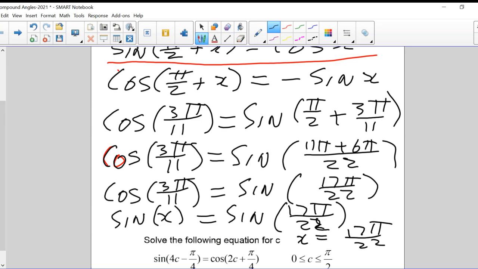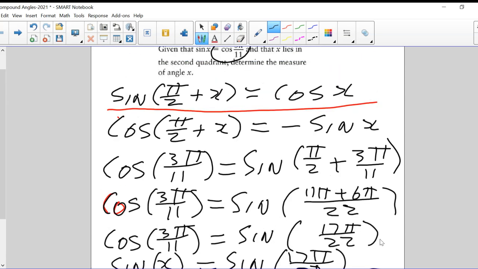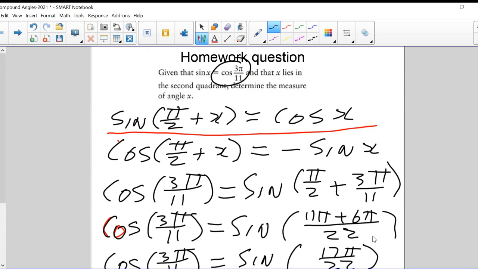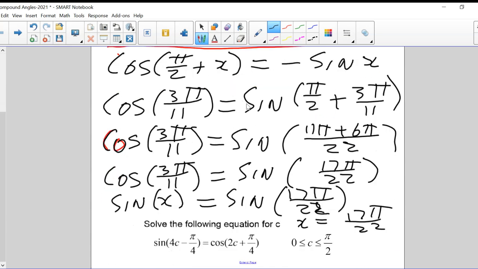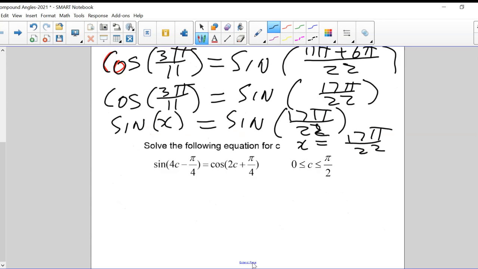Which we can confirm, or you should confirm for yourself, is a second quadrant angle. It's more than a half pi, but it's less than 1 pi. 17 pi over 22 makes sense. To justify that, you could go back and find what the cosine of 3 pi over 11 is, and see if that's the same as the sine of 17 pi over 22, because if you work them out, the two should be the same. So that's the first thing that uses that cofunction identity that we talked about.